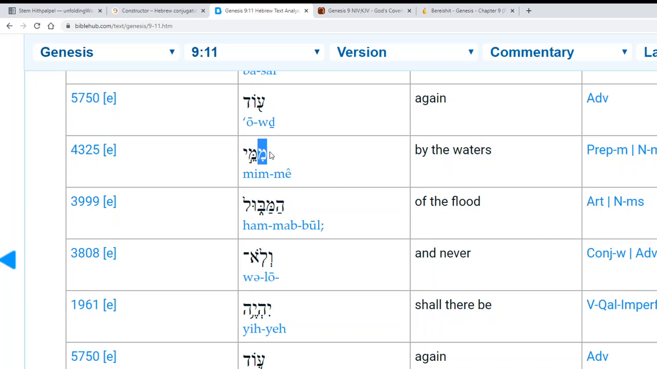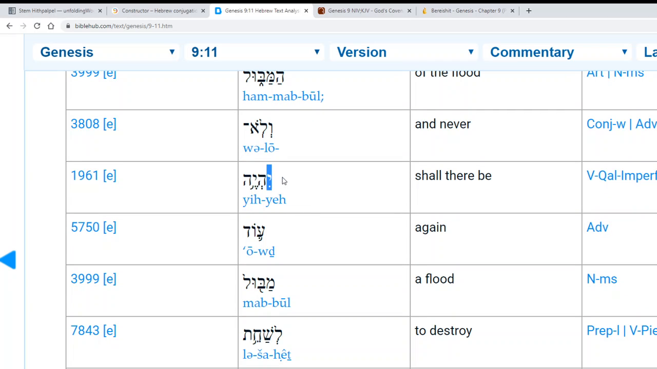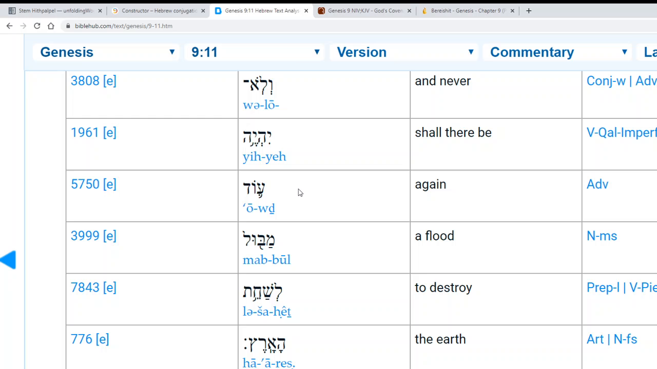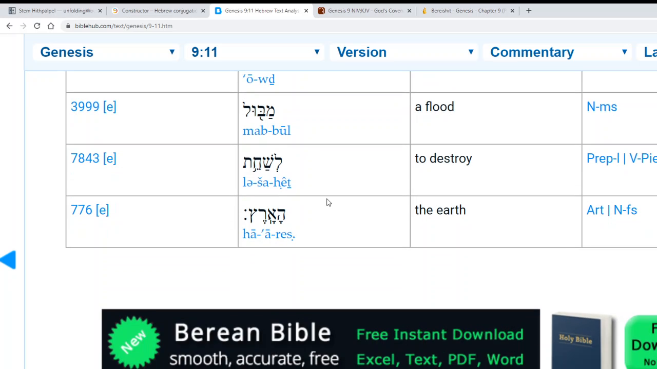Mimei hamabul, right? So prepositional mem, mayim here is in the construct form, waters is in the construct form, that's why it's missing the second yud. Mimei hamabul, right? Of the flood, the hey is the article, mabul, flood, we've had several times with the vav written completely. So waters of the flood. Velo, conjunctive vav, lo meaning no. Yihyeh, right? So the yud is telling you it's an imperfect of the verb to be. Od, again, we just had malei, mabul, flood, again malei.